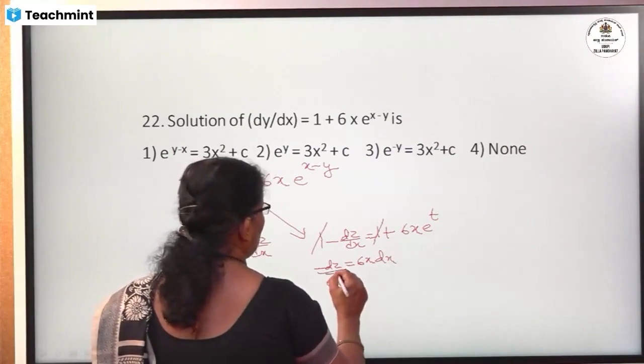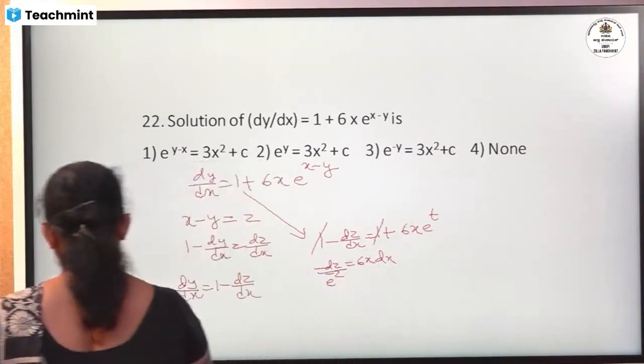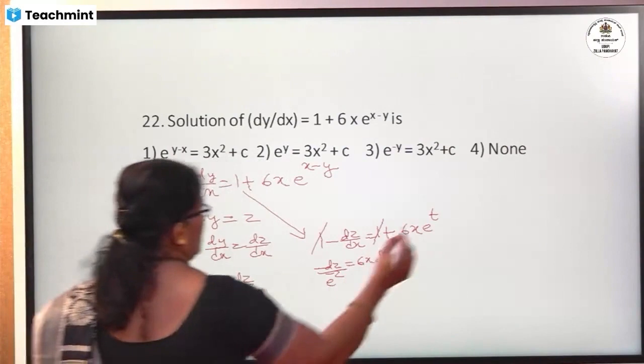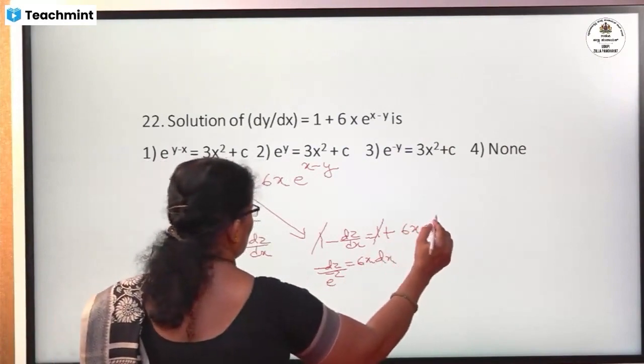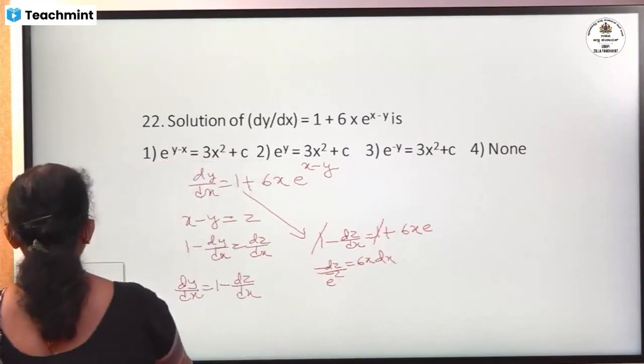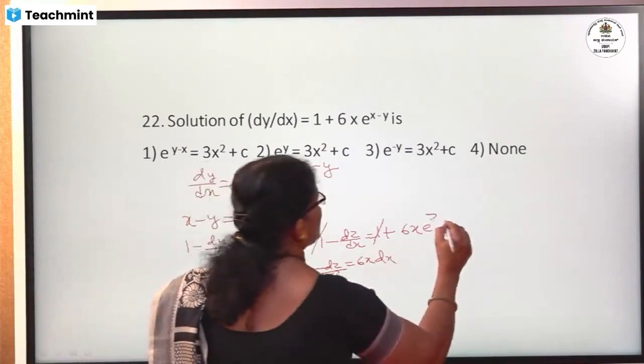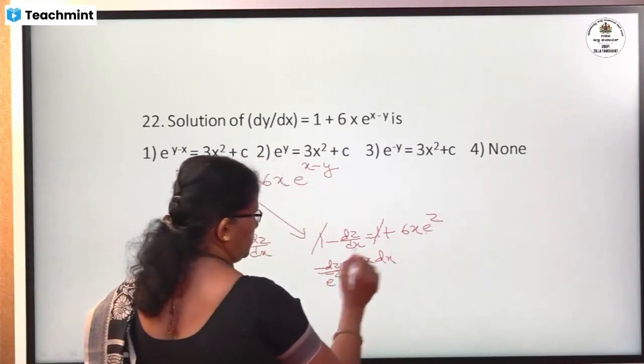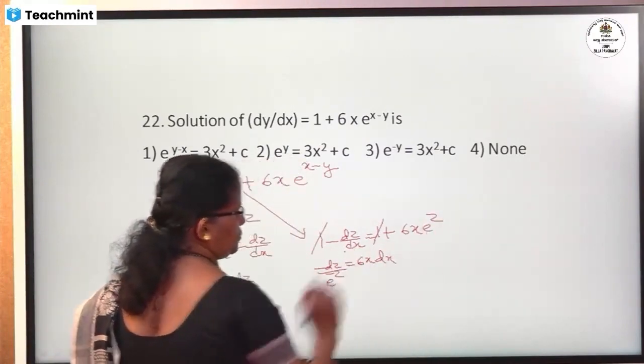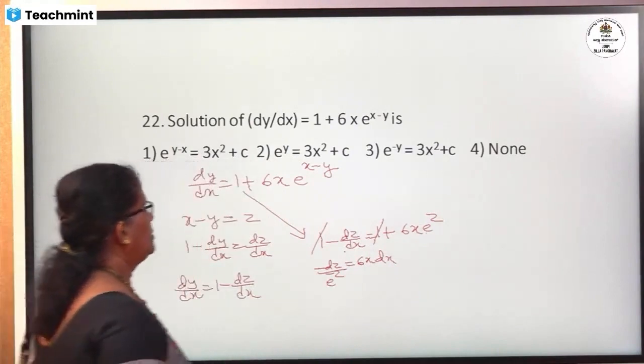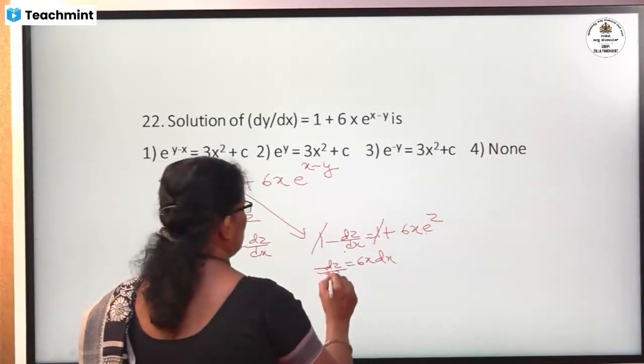Here it is e power minus z. So I'll shift this e power z to the denominator. I'll shift this dx to the numerator. Okay. So this will be what?